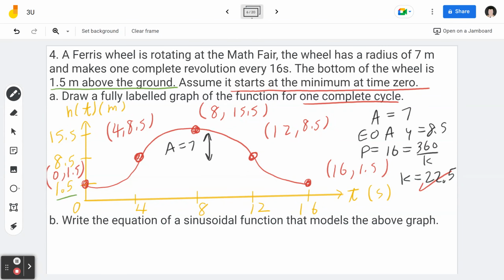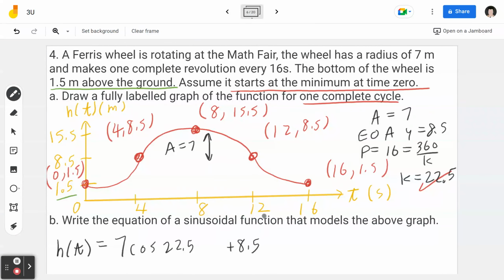Once you have the amplitude, the equation of axis, and the k value, the hard part is now over. So you can say h of t equals. Now, I'm starting with a cosine function. Remember, the amplitude is 7. So you put a 7, write down cosine. The k value is going to be 22.5. Don't forget the vertical displacement. That's going to be 8.5.